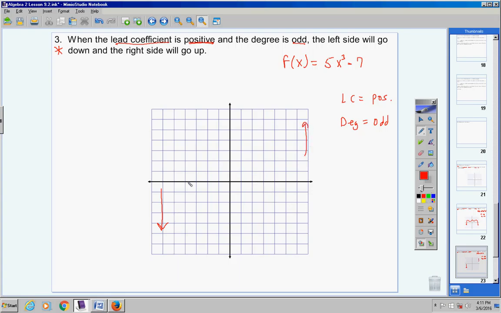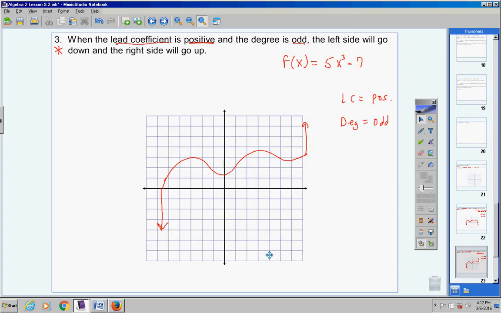There you go. Now, there might be some terms in here, there might not be, okay? But you know that in the end, to the left, it'll go down. It won't come up again. It will not make another turn. And to the right, the graph will go up and it will not come down again. It will not make another turn.